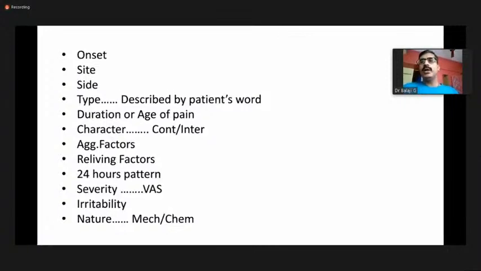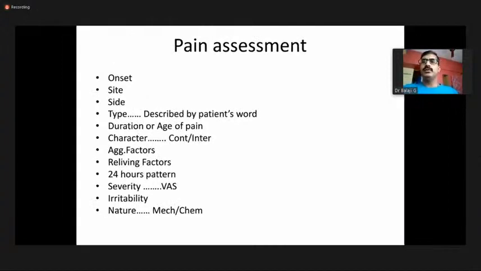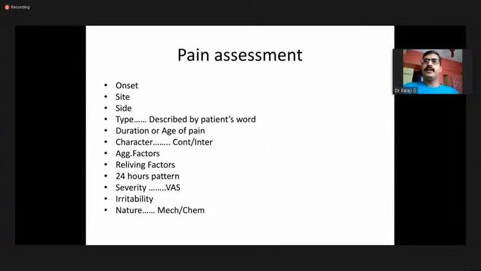So these are the criteria we are supposed to assess in the pain assessment. I repeat: onset, site, type, duration, character, aggravating factor, relieving factor, 24 hours pattern, severity, irritability, nature. So this is what the pain assessment is supposed to assess.